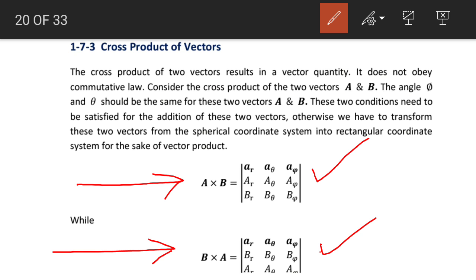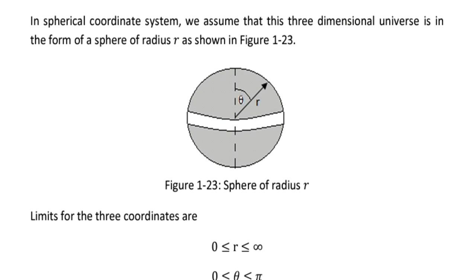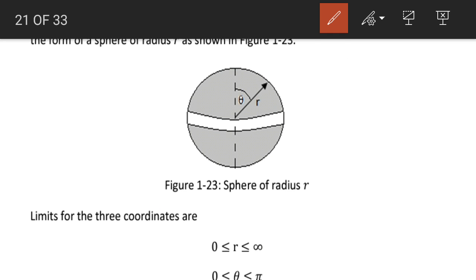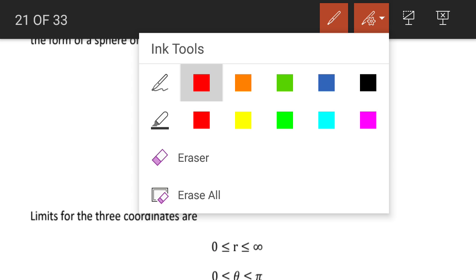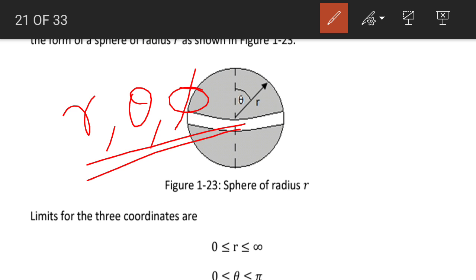Right? Now, in the spherical coordinate system, we assume that this three-dimensional space is in the form of a sphere of radius r. So r is the radius of this imaginary sphere, and you see r makes an angle theta with respect to the z axis. Let us talk about the limits of these three coordinates, I mean the limits of r, theta, and phi in the spherical coordinate system.